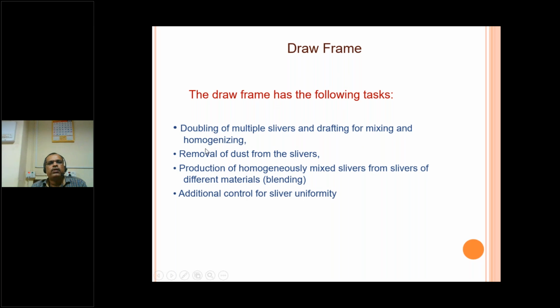So what are the functions of the draw frame? Doubling. We can use 6 to 8 slivers at a time and draw them to a single sliver. By doubling, we are reducing the CV percentage, coefficient of variation, and the removal of dust from the slivers, production of homogeneously mixed sliver. We can also blend here. If we use some black color fiber sliver and white color, we will get a melange effect. Here we can use 50-50 or as per the requirement, the colored slivers with the white slivers. Then additional control for sliver uniformity.